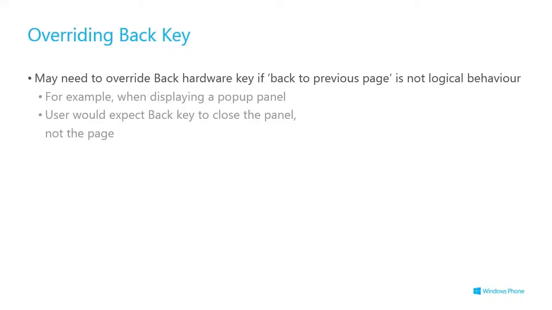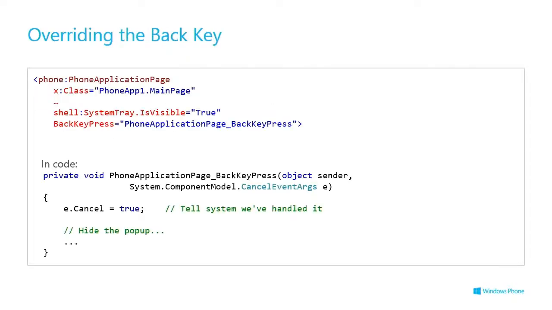So in that instance, you're going to want to capture that back key press, hide the pop-up, and then cancel that backwards navigation so that the user gets what they expected, which is to stop the pop-up from showing, but you haven't actually broken your app by navigating back to the main page. So this is how you do it.